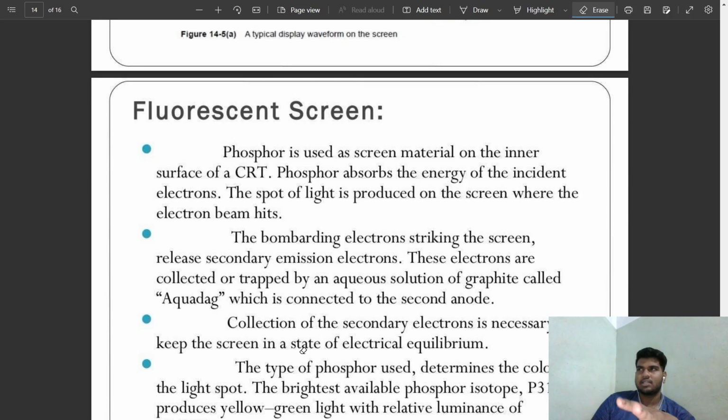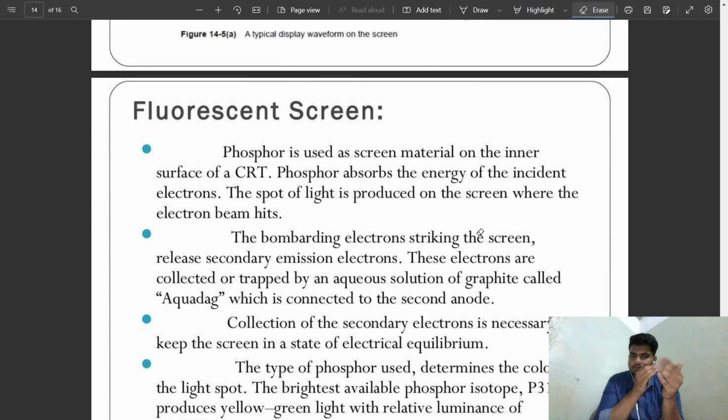So the fluorescent screen is used at the end. Now, what material is it made of? It is made of phosphor. Phosphor is used as the coating material on the inner surface of the CRT. See, it is kind of a funnel, okay? At the end, the inside coating of it is made of phosphor, okay?